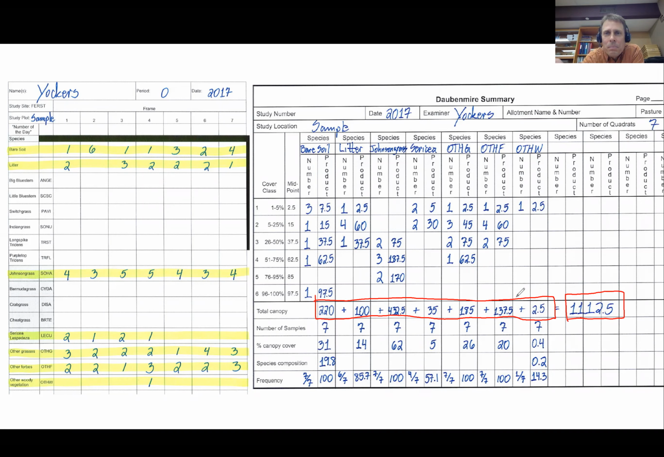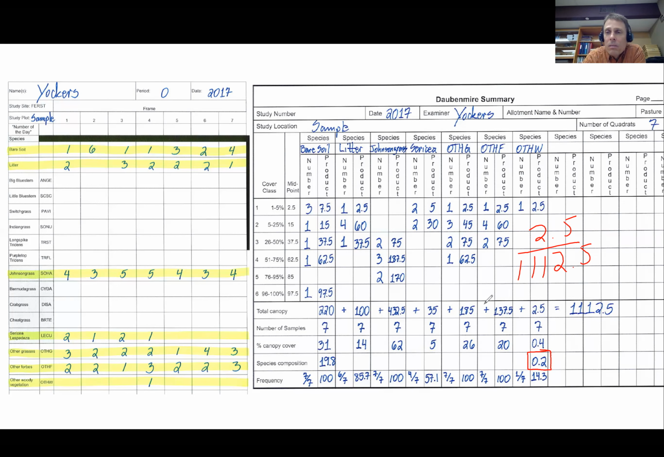Now that we have our total, we'll just use bare soil as an example here. We take the bare soil canopy, which was 220, and we divide that by the total that we had, which is 1,112.5. Whenever you do that, you end up getting 19.8%. If we did the same thing for our other woody species, we'd have 2.5. It's supposed to be a 5 there. 2.5 divided by 1,112.5 gives us 0.2%. So that's a pretty small part of the species composition.